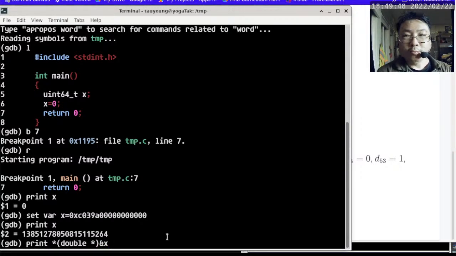There we go. This is going to get a trick done. I got 10 seconds to explain this. So we are taking the address of x, and then we say, don't look at this address as the address of a 64-bit integer. Instead, look at it as the address of a double, and then dereference it. Done.